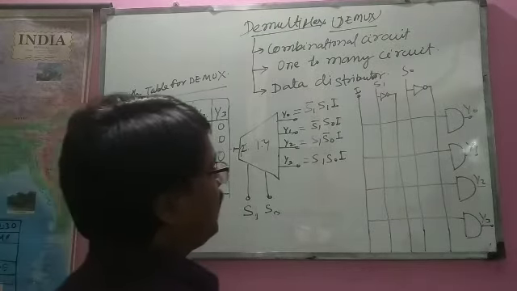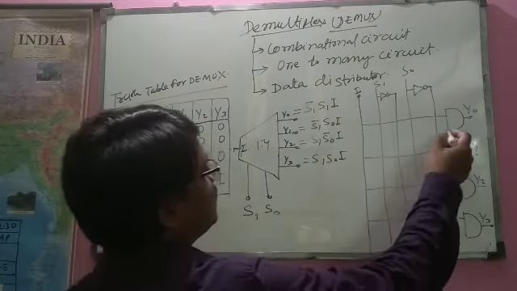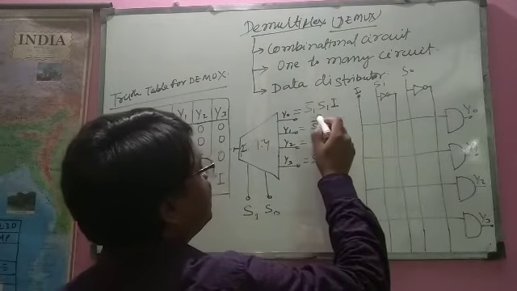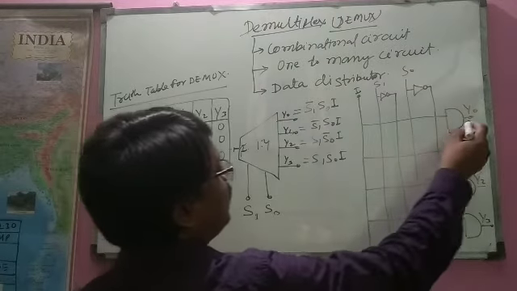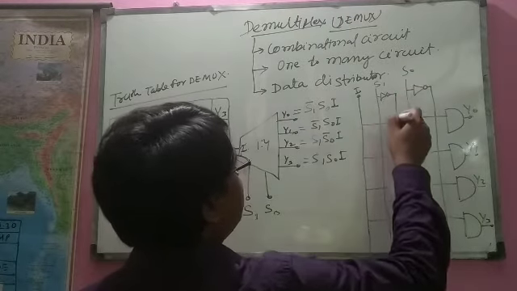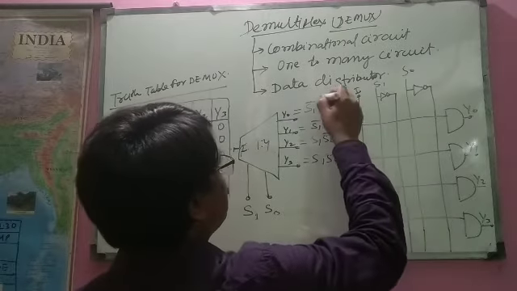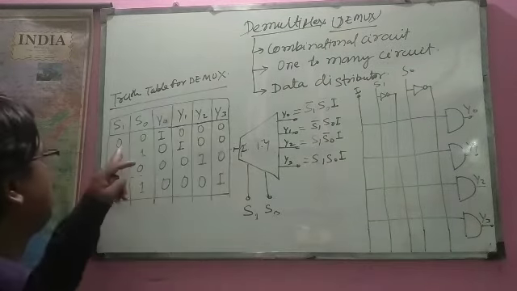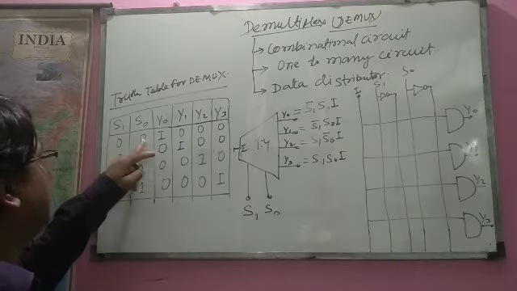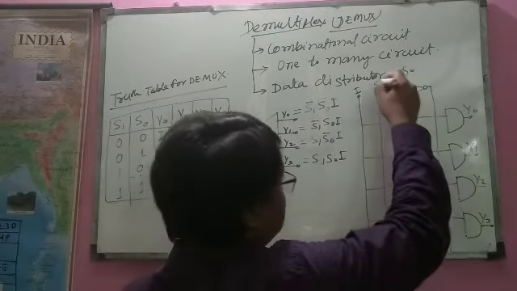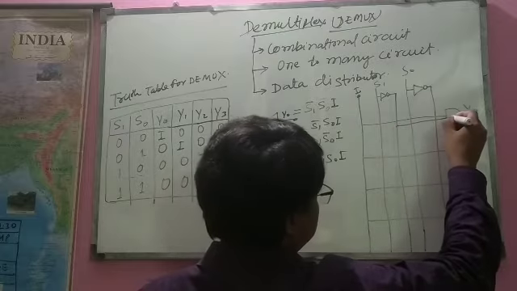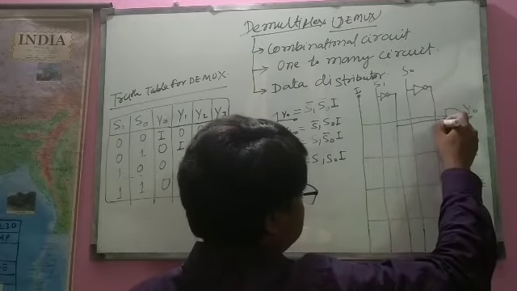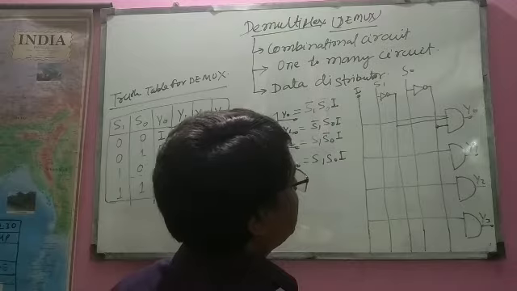And now we have to connect S1 bar and S0 to get Y naught. So this is S1, so both of these will be bar. Okay, both of these are 0. So S1 bar, S0 bar. So this is S1 and this is S0 bar. So this will be connected to this. Okay, and this is S0. This is the S0 bar. So it will be connected to this.